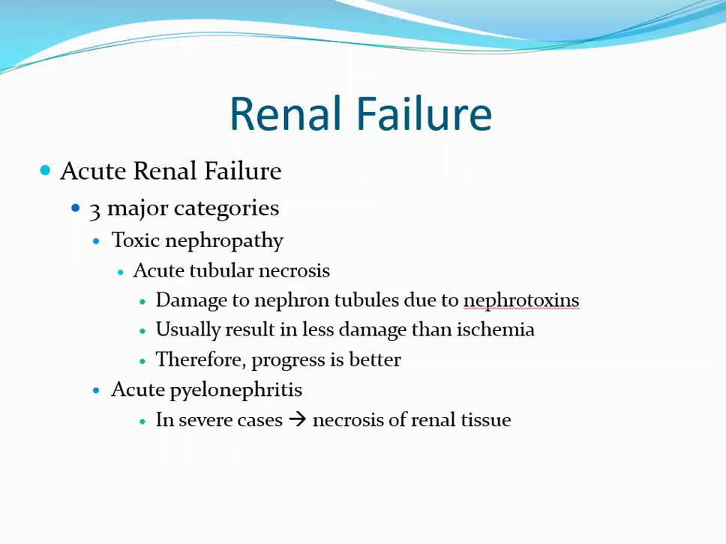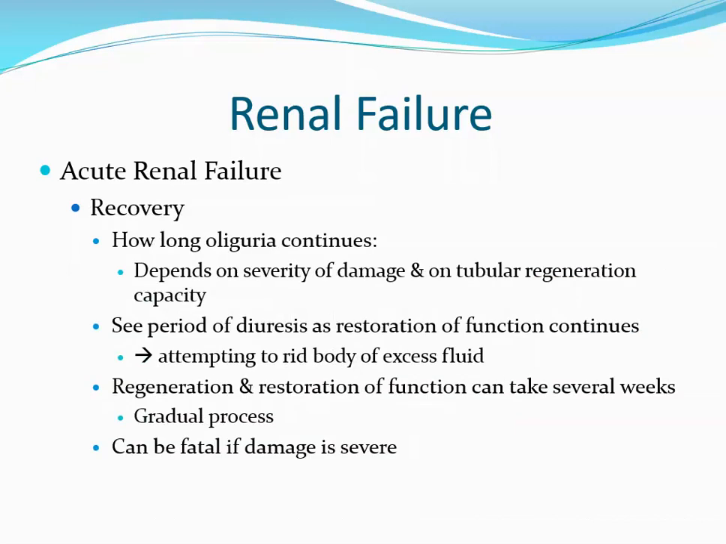Acute tubular necrosis represents damage to the nephron tubules as a result of these nephrotoxins that were mentioned earlier. This usually results in less damage than the ischemia, therefore the prognosis is usually better. Acute pyelonephritis in severe cases can lead to necrosis of renal tissue. Recovery. How long the oliguria continues depends on the severity of the damage as well as on the tubular regenerative capacity. Remember, you cannot remake a new tubule, but they can recover if the damage is not severe.